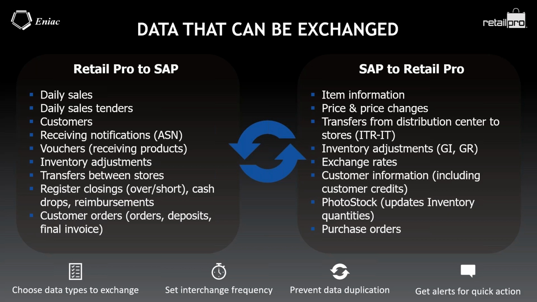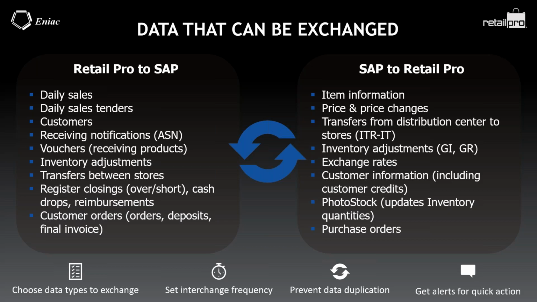We also have register closings. At the end of the day, we send that information to SAP. We save that information in the SAP journals because you need it for your financial reports. And we also support customer orders that before were called sales orders in Retail Pro. Now they're called customer orders, in which the customer is making deposits until we make in Retail Pro the final invoice, and we send all that information to SAP. Okay, this is the key part of the link.